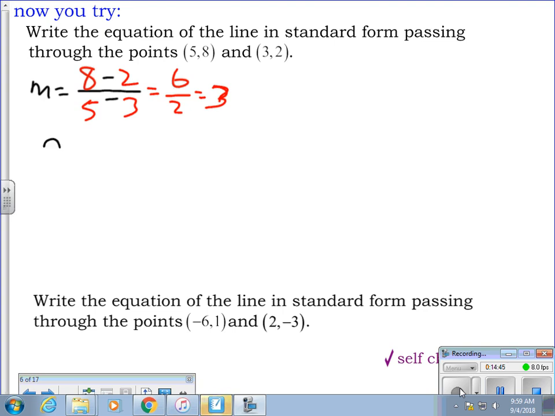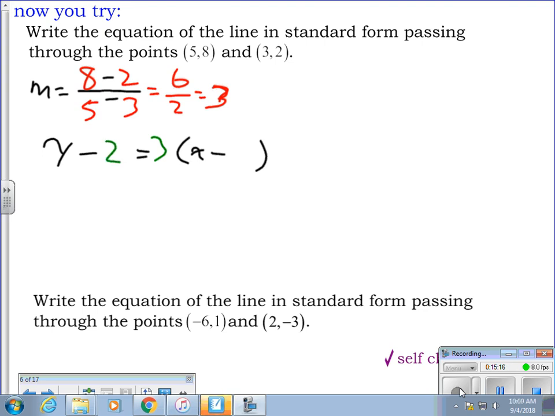So y minus y1 equals m times x minus x1. Plug in my values: 3 for my slope, and it doesn't really matter which coordinate I pick. Both of the points are positive. My choice is 3, 2 because smaller numbers are less likely to screw up with than bigger numbers, right? That's all. Doesn't really matter.